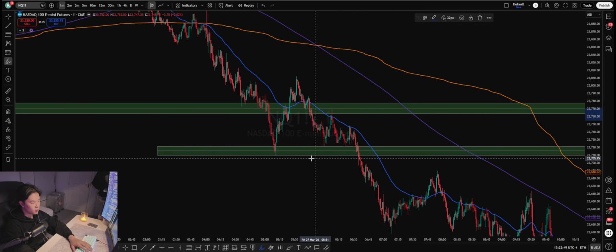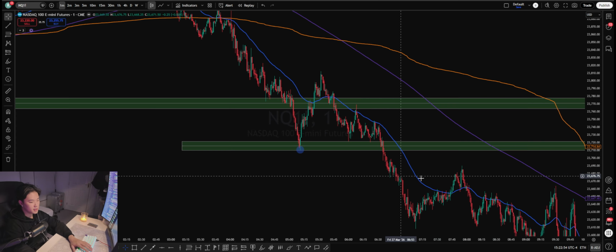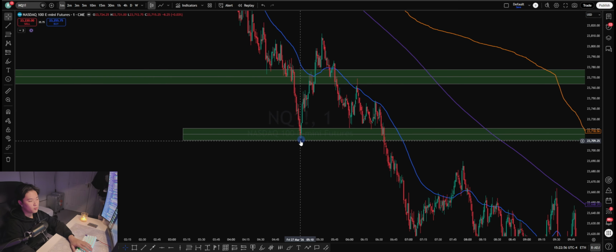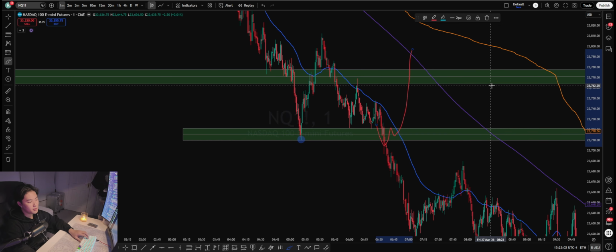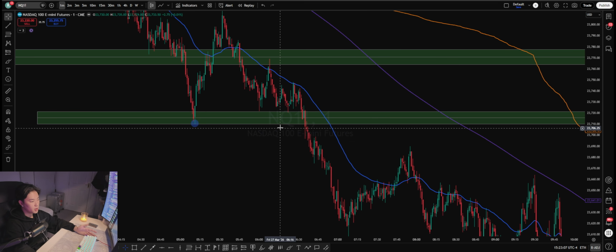We created a new low over here. Now this low is now our key level. It's important to see how price reacts once we get back into this low, whether price wants to come in and then eventually bounce back up higher. But yeah, in this case, we broke below this low.